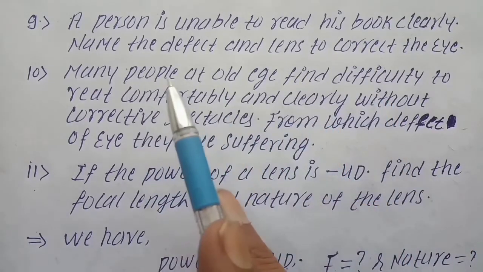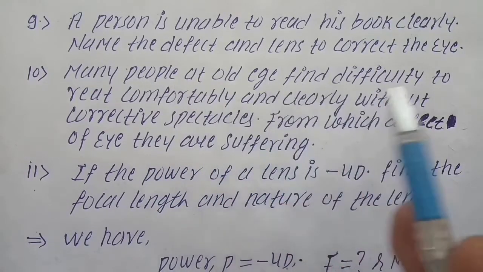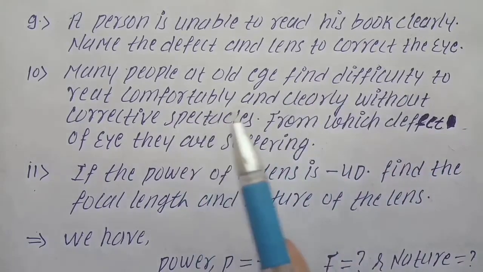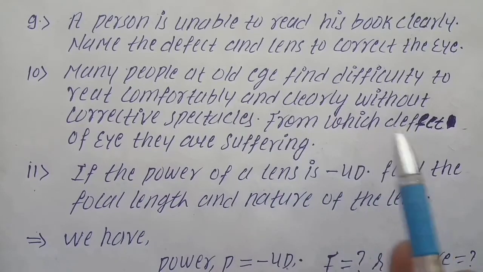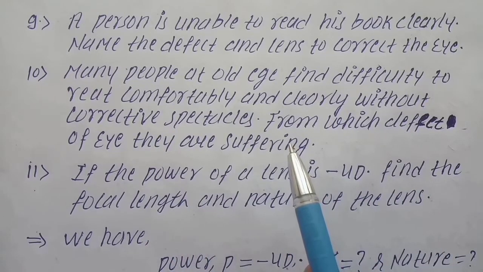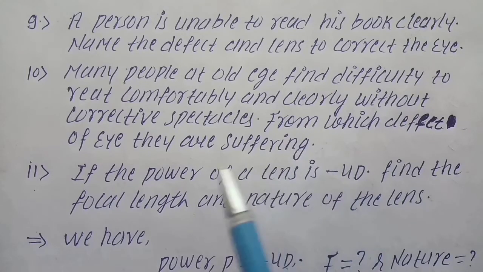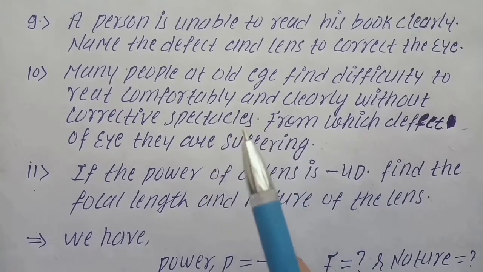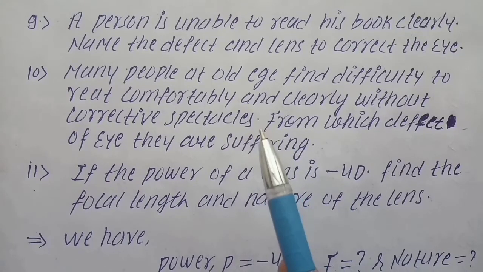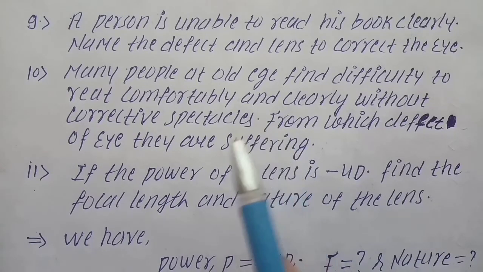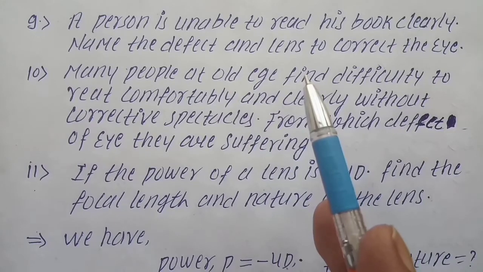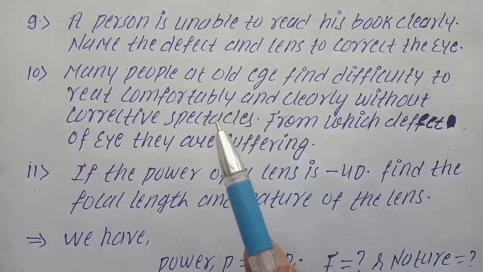Next, many people at old age find difficulty to read comfortably and clearly without corrective spectacles. From which defect of eye are they suffering? So here we know that there is only one defect which occurs only in old age, that is presbyopia, which can be corrected by using spectacle containing bifocal lens or double lens, in which concave lens is used in upper part and convex lens is used in lower part.